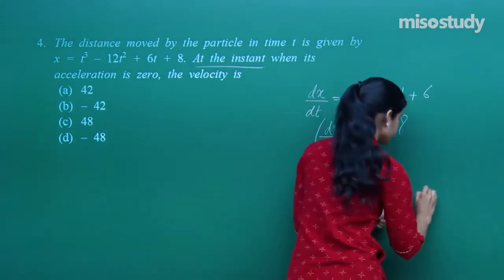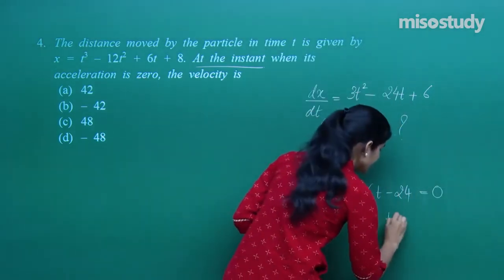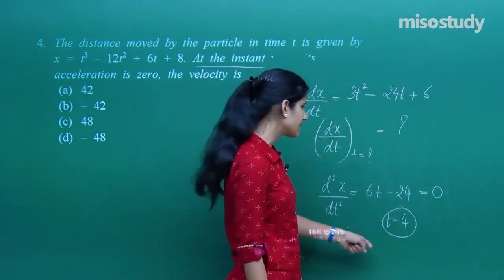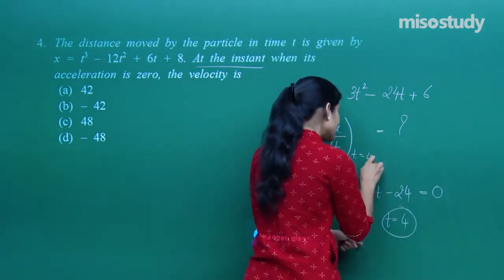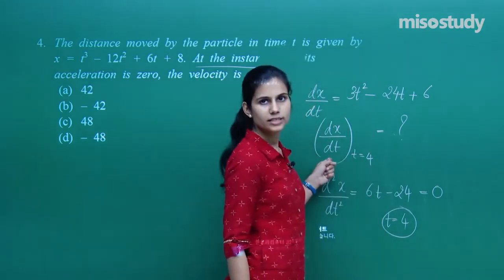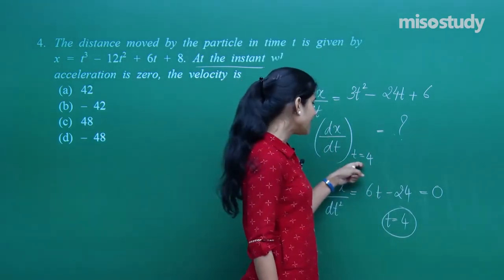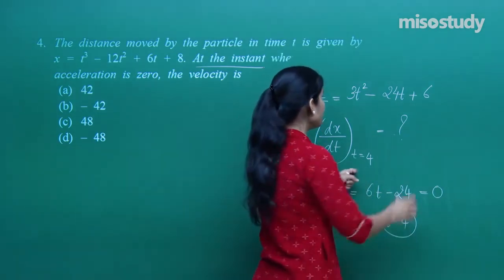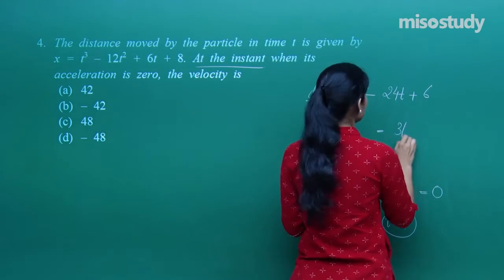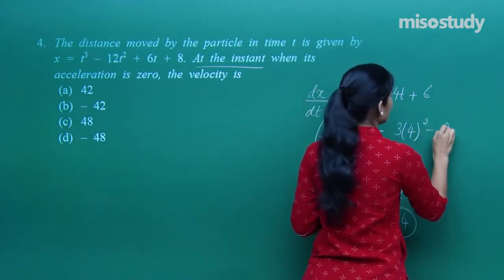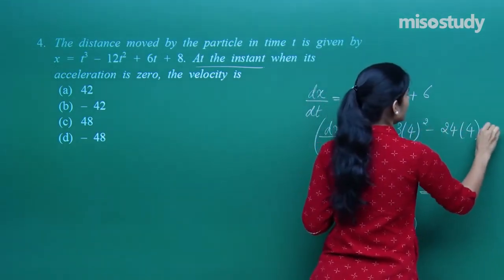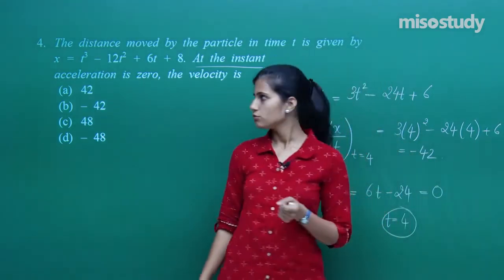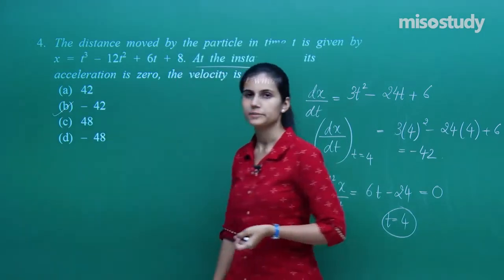Acceleration is 0 means t is 4. So it is at time equals 4 when the acceleration is 0. At that instant, what is the velocity? So dx by dt at that instant, when time equals 4, my velocity is 3 into 4 square minus 24 into 4 plus 6, which comes out to be minus 42. And that is what is your answer.